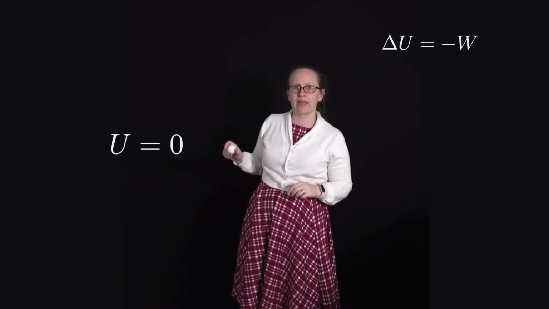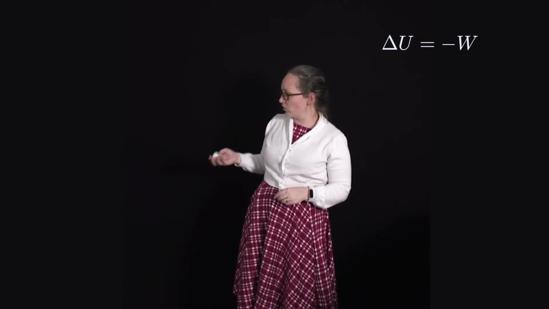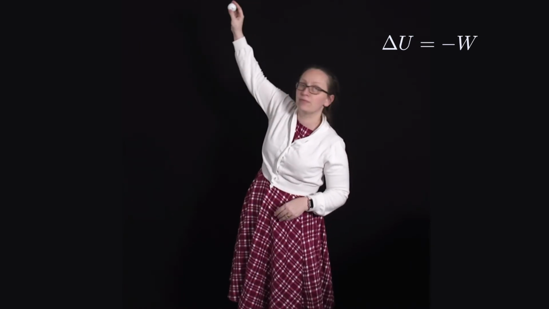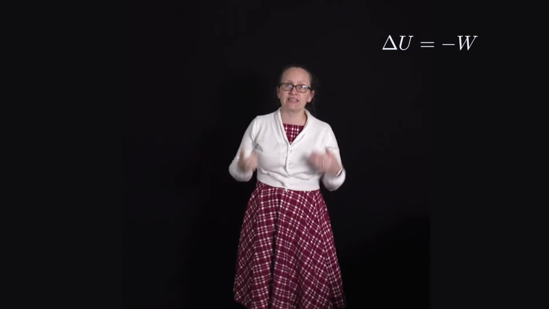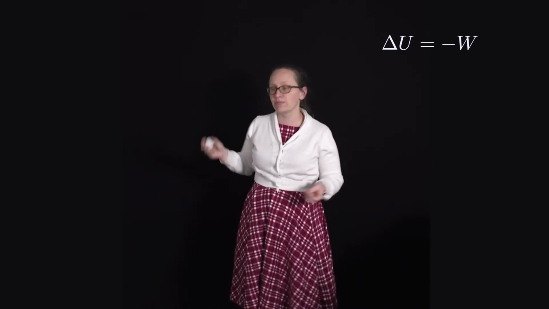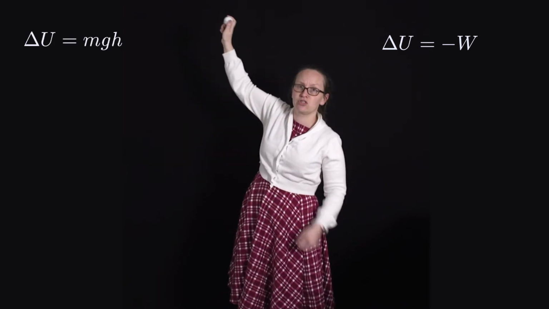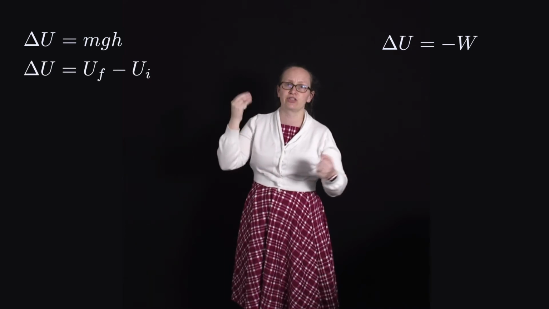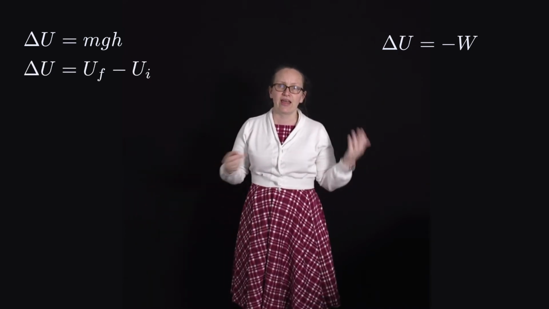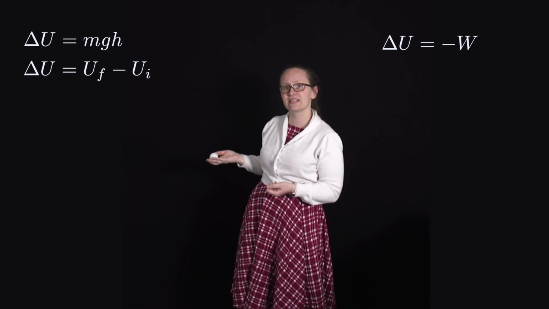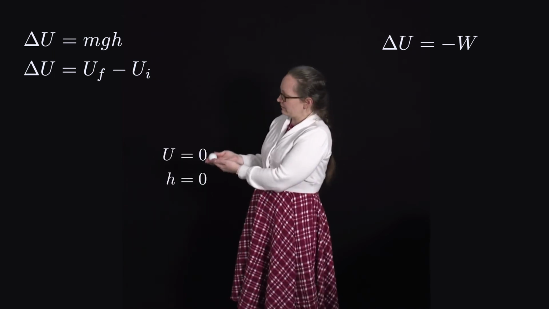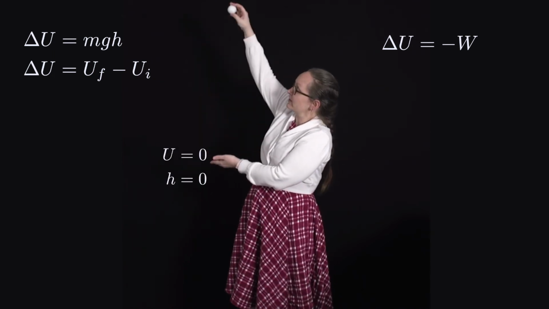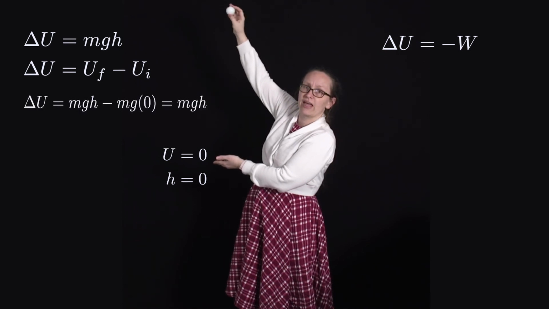Okay, so let's calculate minus W. As the ball goes from my hand up to maximum height, we calculated W at the very start in that case, and we said that it was equal to minus mgh. So that tells us that the change in potential energy is equal to mgh. So the change in potential energy we can also write as the final potential energy minus the initial potential energy. And if we then define this point as zero potential energy, and this is height zero, then at this height it's got potential energy mgh.